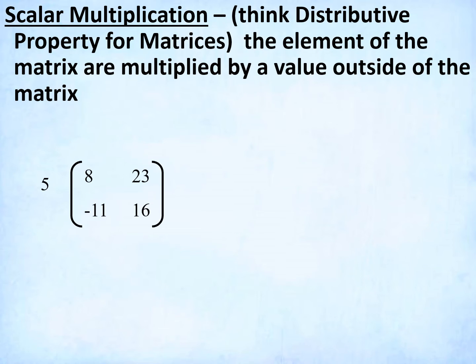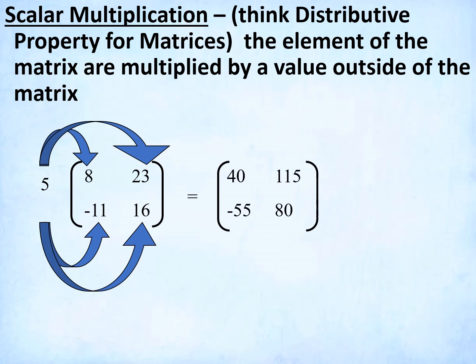Now let's move on to scalar multiplication. So think of the distributive property for matrices. The element of the matrix are multiplied by a value outside of the matrix. So in here, we are going to distribute 5 inside the matrix. And as we distribute, we are going to multiply.